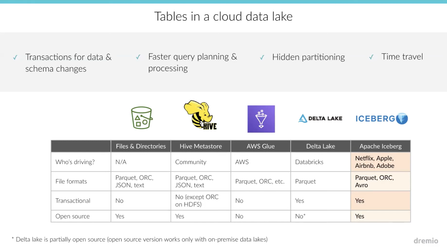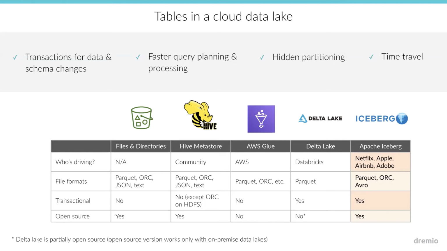Then we have Hive. Hive is kind of community driven. It's got a variety of formats that are readable by Hive, so Parquet, ORC, JSON, text files, but it doesn't really support transactions unless you're using ORC on HDFS, which kind of rules out using S3 and ADLS to get that transaction-like experience. And if you are trying to get that experience with performance, it makes it more difficult here. It is open source, that's great.